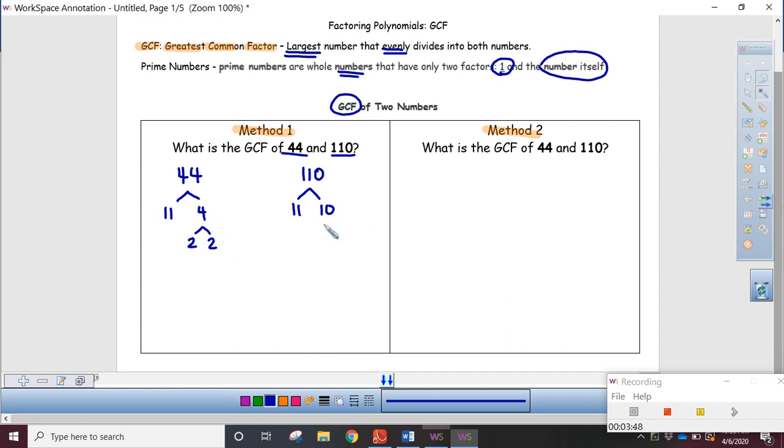10 is not a prime number. It is divisible by 2 and 5. Then we jump down to 2 and 5. 2 is a prime number. 5 is also a prime number. So we have finished. Now the next step that we need to do is write out these factors that we ended up with at the end, the prime ones, for 44 and 110.